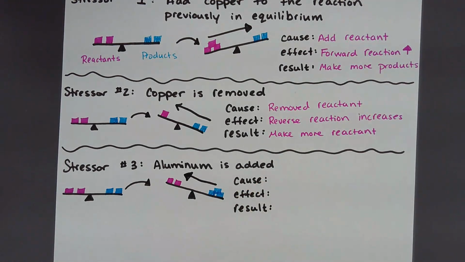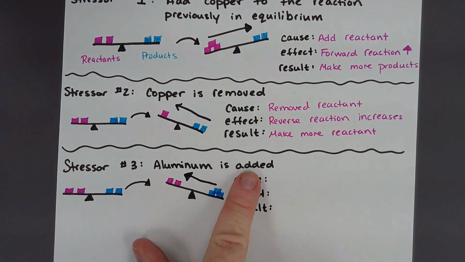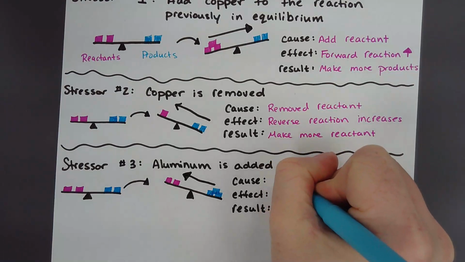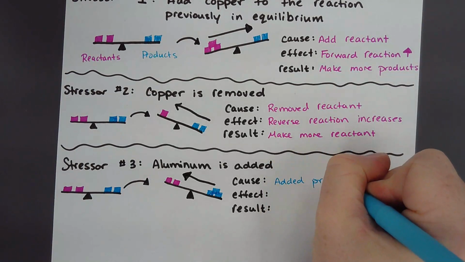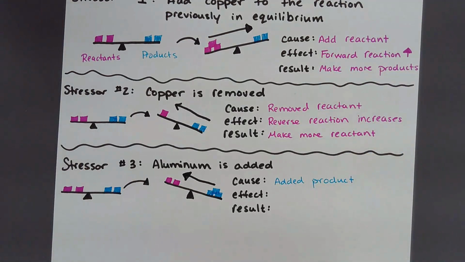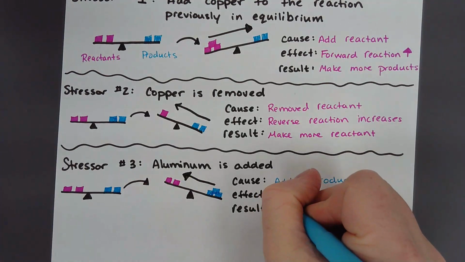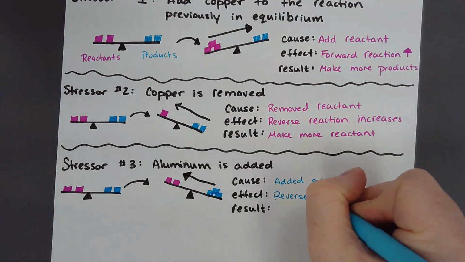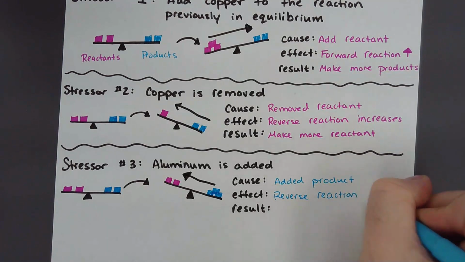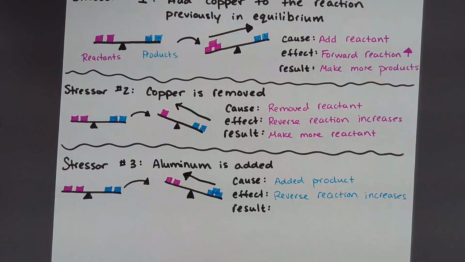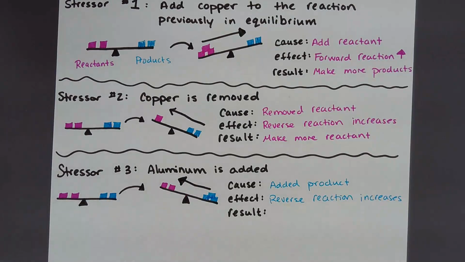So this time, my cause. What did I do? Well, I added something. What did I add? Added on the right, that's my product. I added a product. What's my effect? Well, again, look at the direction we're going. We're going backwards. We're going in the reverse. So my reverse reaction is going to increase. And what's my result? Well, if I want to rebalance this thing, I need more on the left. I need to make more reactant.